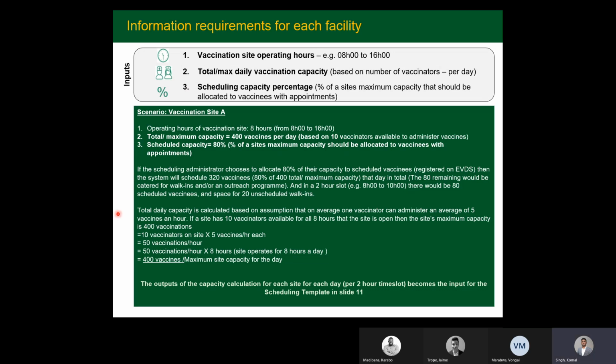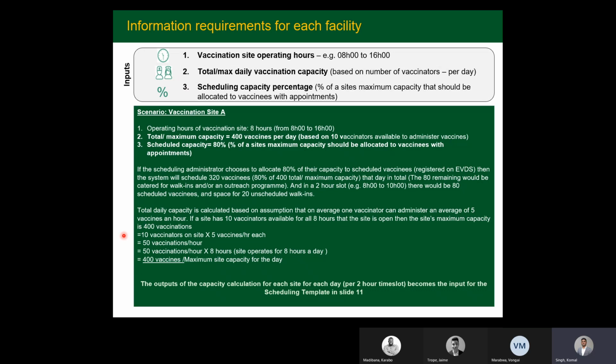So the total daily capacity is calculated based on the assumption that on average, one vaccinator can administer 5 vaccines an hour. As I mentioned before, that is based on the Sasonke trial. If a site has 10 vaccinators available for all 8 hours that the site is open, then the site's maximum capacity is 400 vaccinations. So we'll go through the calculations again.